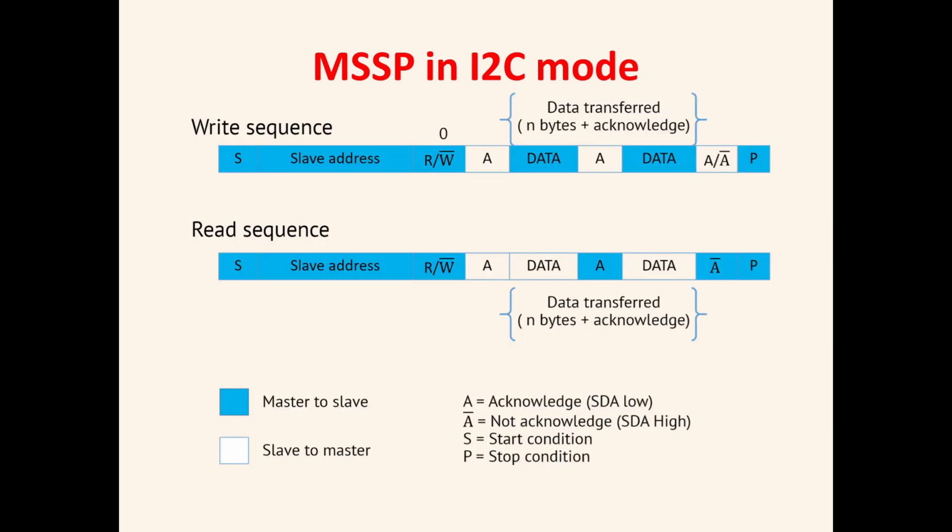Now, when you are going with this particular MSSP in I2C mode, of course, there is a write sequence and a read sequence, meaning there is a transmission sequence as well as a reception sequence. All the time, be it transmission or reception, we will initiate it from the master side. In the write sequence, the part highlighted in blue is nothing but master to slave communication. So whenever you want to communicate from your master to slave, you need to initiate with the start.